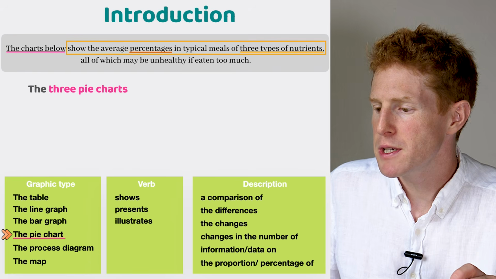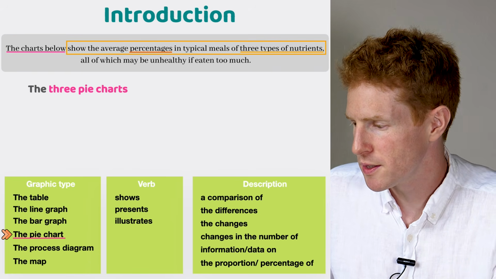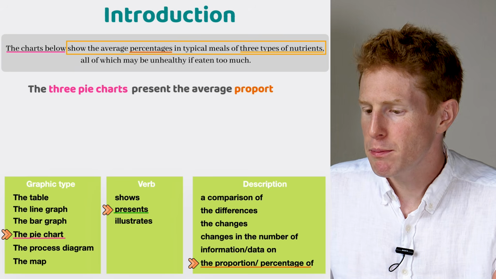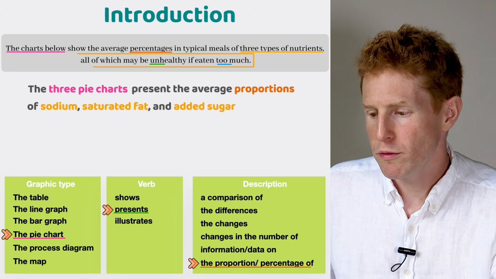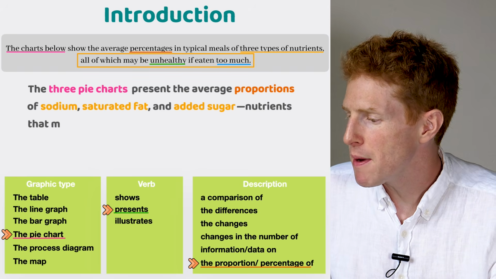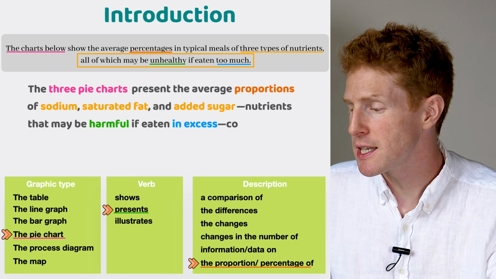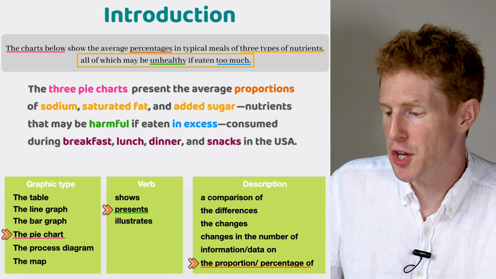Show the average percentages in typical meals of 3 types of nutrients. Presents the average proportions of sodium, saturated fat, and added sugar, all of which may be unhealthy if eaten too much. Nutrients that may be harmful if eaten in excess, consumed during breakfast, lunch, dinner, and snacks in the USA.